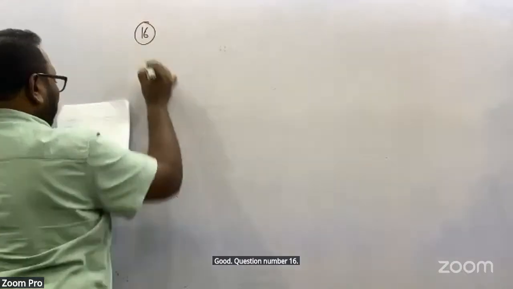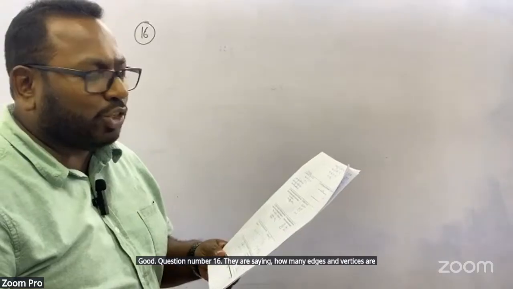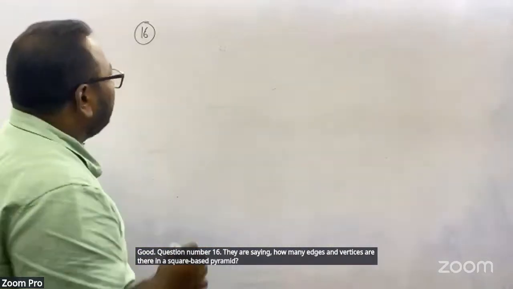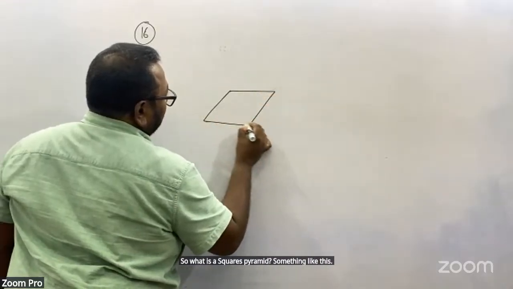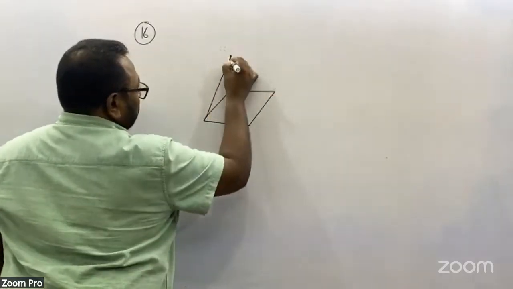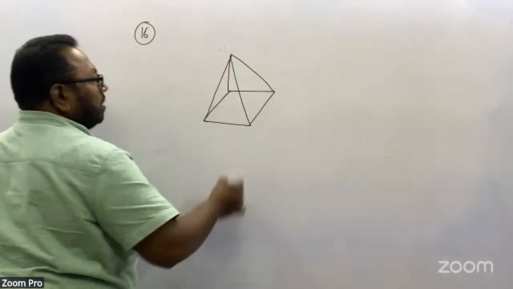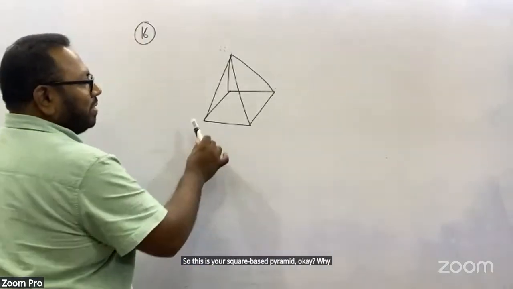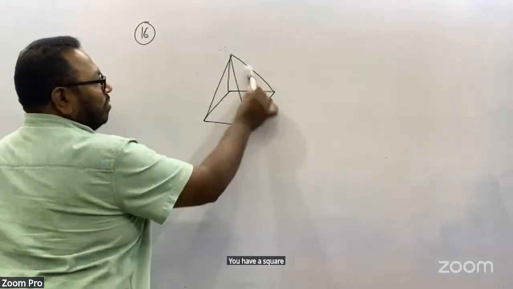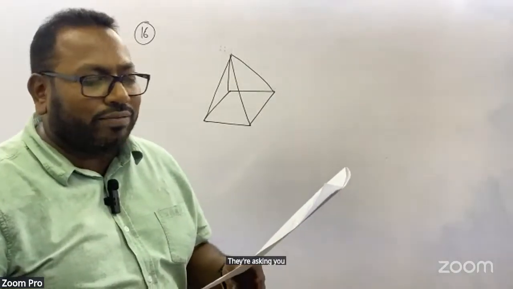Question number 16. They are saying, how many edges and vertices are there in a square-based pyramid? So what is a square-based pyramid? Something like this. So this is your square-based pyramid. Why do we say square-based? You have a square here and then you have a pyramid. They're asking you how many edges and vertices.